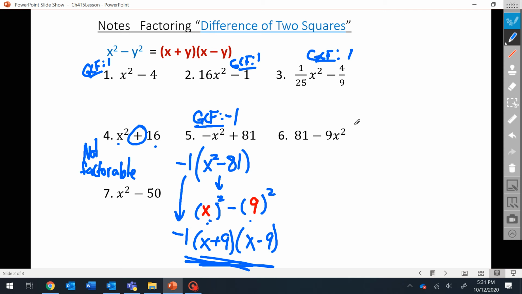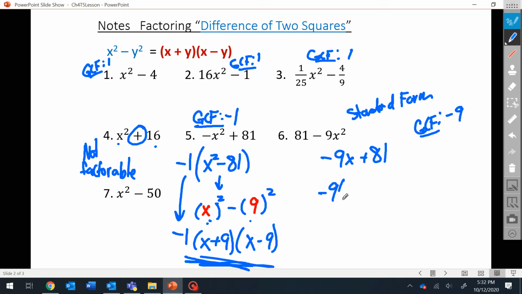Number 6, well, first of all, we need to put it in standard form. Alright, it is not in standard form. The -9x squared needs to come first, and the 81 comes next. Now we need to take out the GCF. The GCF is -9. So we have -9 x squared minus 9.